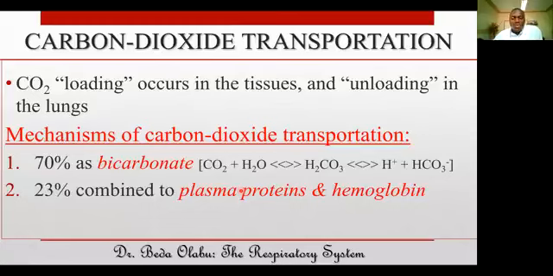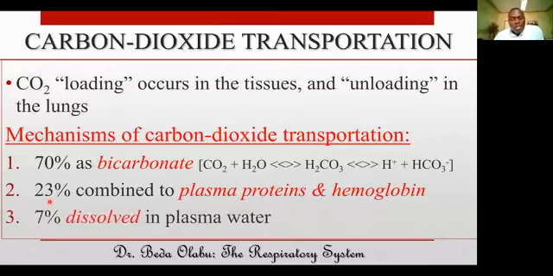Carbon dioxide binds to proteins to form what we call carb-amino proteins. The carb-amino proteins are proteins which are bound to carbon dioxide molecule. This is responsible for about 23% of carbon dioxide. The last percentage, 7% of carbon dioxide, is dissolved within the water in the blood. That's plasma water. So these are the mechanisms of transporting carbon dioxide.